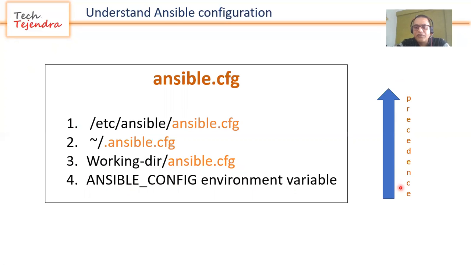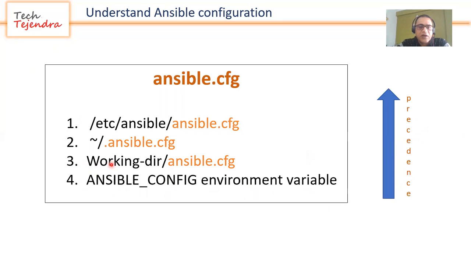So how will the preferences work? Suppose your Ansible configuration file is present in all these four locations. Then which file will the Ansible engine pick? So this is the precedence, from 4 to 1. The first preference is the environment variable. If you have set up your environment variable ANSIBLE_CONFIG, whatever value is there, it will pick from it. So the fourth has precedence one.